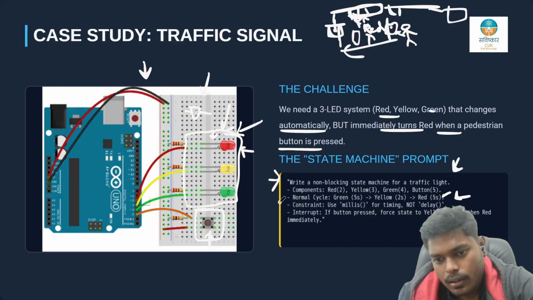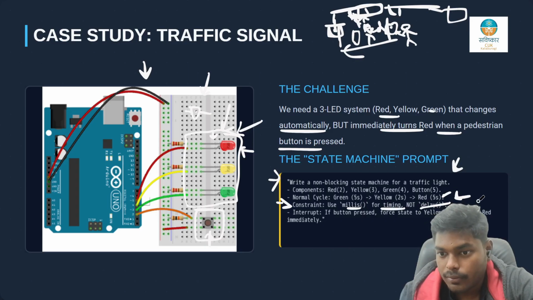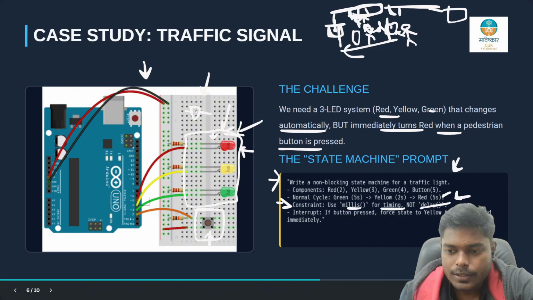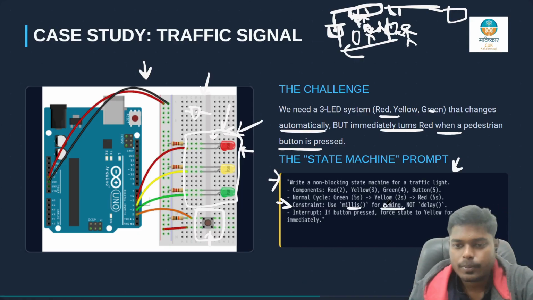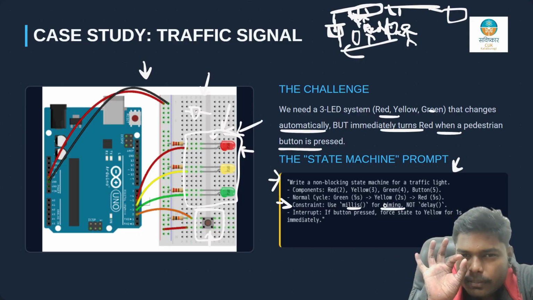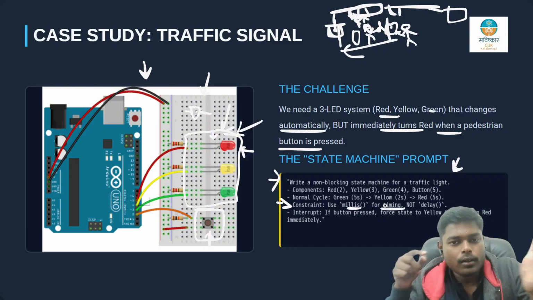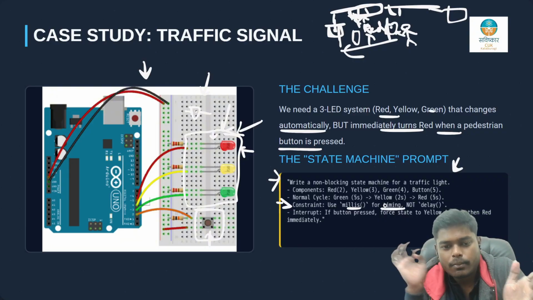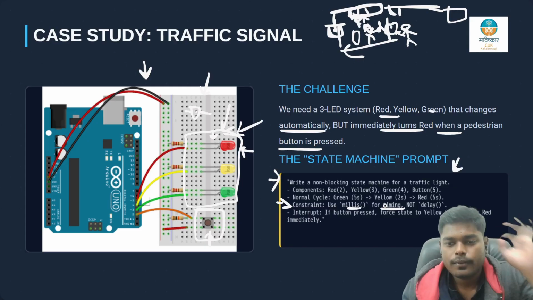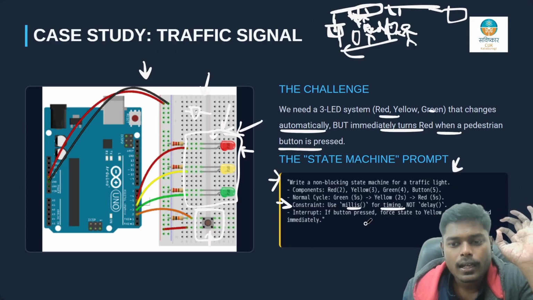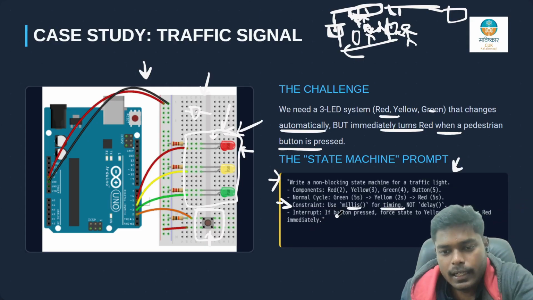Now I will include a constraint: use millisecond timing, not delay. I have mentioned it's for timing, not for delay. Why? Timing means the moment I press the push button, it should respond in milliseconds. Clicked on it, that's it. The moment the button is pressed, check in milliseconds, and interpret that the button is pressed.